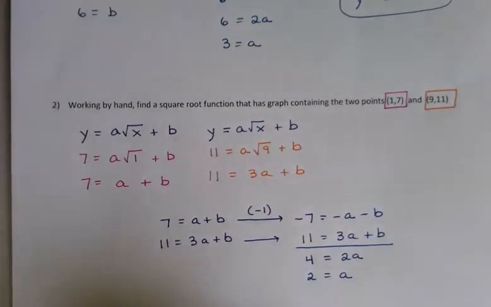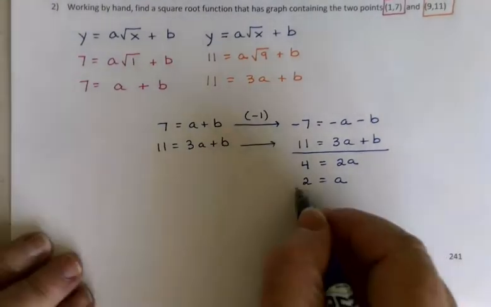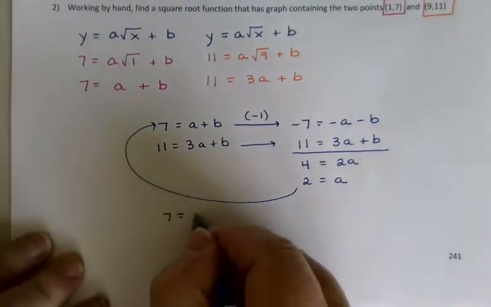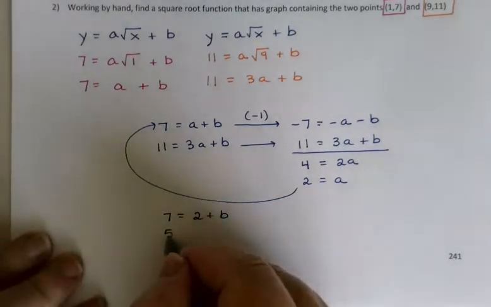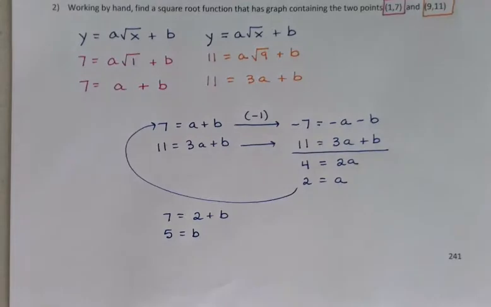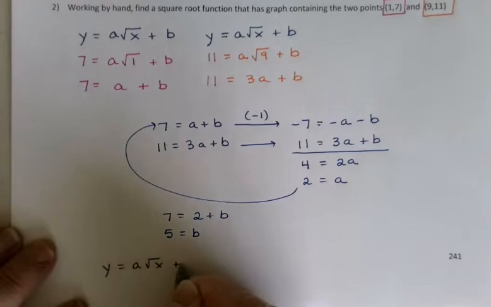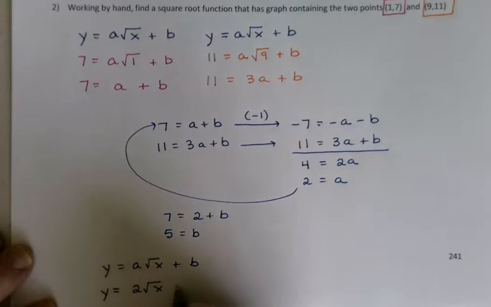Now that I've got that, I can go back and plug into either equation. I'll just go ahead and plug in the top one because it's simple. I now know that a is 2, and so that's going to give me 5 for b. So back to my square root model. y equals a square root x plus b. We figured out that a was 2 and b was 5.